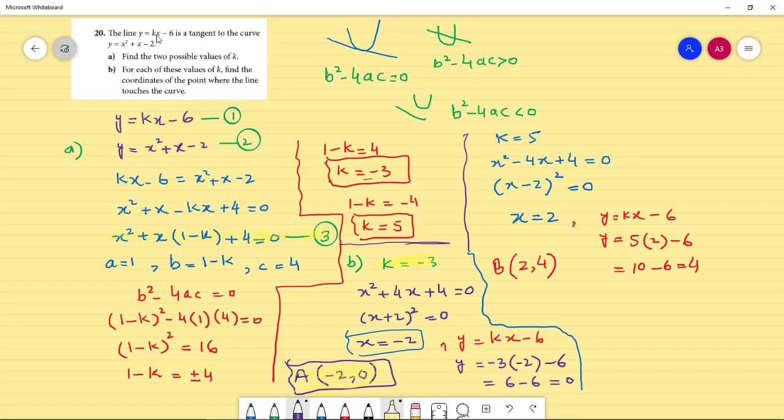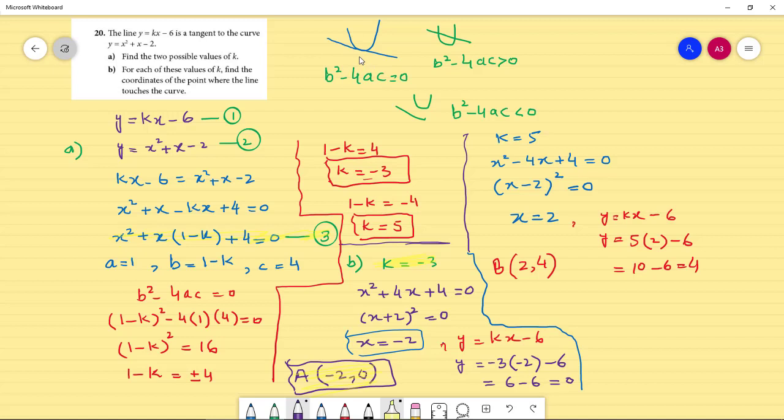The line y is equal to kx minus 6 is a tangent to the curve. Find the two possible values of k. For each value of k, find the coordinates of the point where the line touches the curve. So, if we have to find the coordinates where the line touches the curve, then we know that we solve them simultaneously. But if there exists any k in any one of the equations, we use the discriminant.